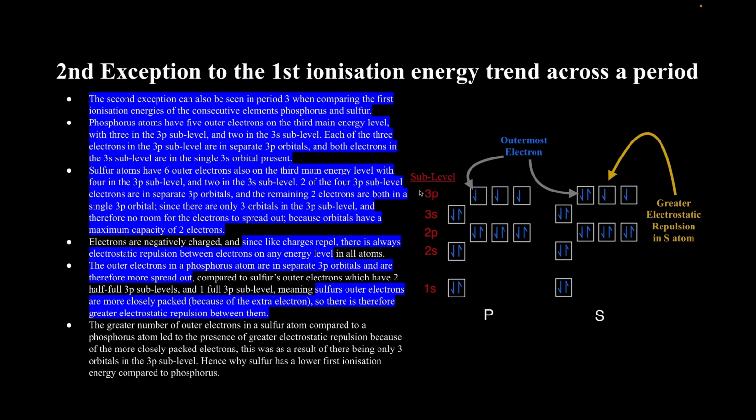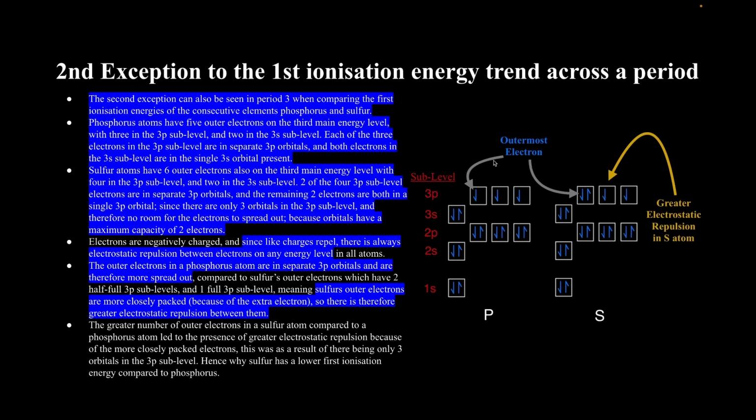The greater number of outer electrons in a sulfur atom compared to a phosphorus atom led to the presence of greater electrostatic repulsion because of the more closely packed electrons. This was a result of there being only 3 orbitals in the 3p sublevel, hence why sulfur has a lower first ionization energy compared to phosphorus. So here this yellow arrow shows that we have greater electrostatic repulsion between these electrons than between these electrons.